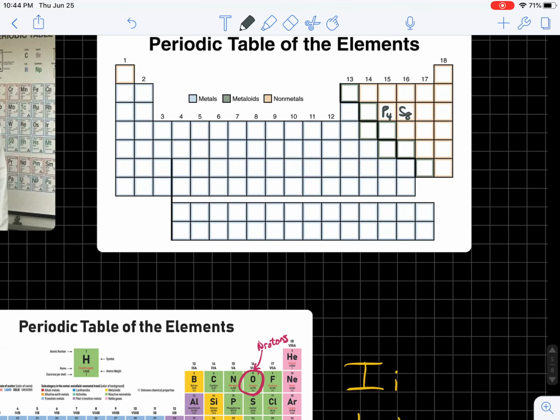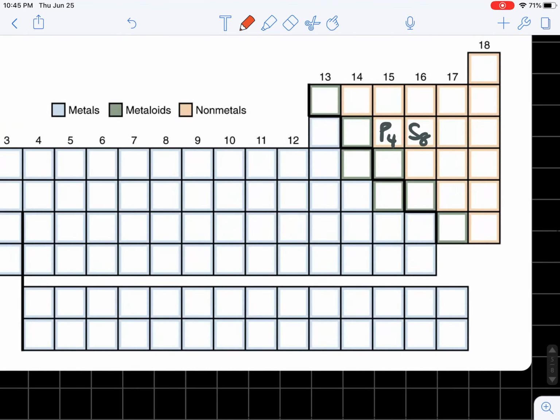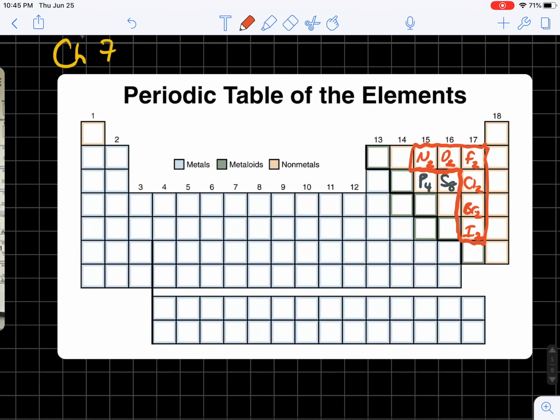Now, to remember the diatomics, I'll do them in red. And this was shown to me by a student. I didn't make this up. If you put the diatomic elements in their right place, nitrogen, oxygen, fluorine, chlorine, bromine, iodine, and you connect them, it forms the number 7. And there are 7 elements. And then you're saying, well, where is the 7th one, hydrogen?